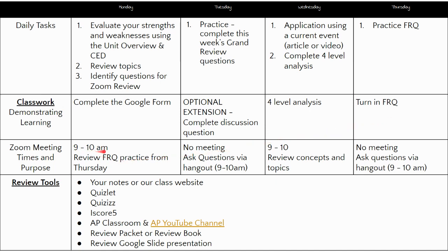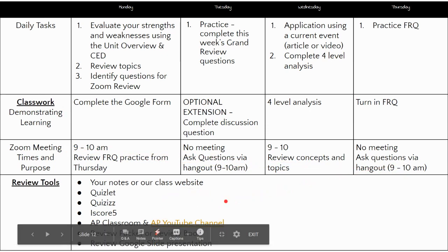Now, Monday's Zoom meeting is always going to be: I'm going to read your FRQs, and here are some tips to improve your FRQ. So if you feel really confident about the FRQ and you're like, I nailed this, okay, cool, don't come to the meeting. But if you're like, oh my God, I'm struggling, come to the meeting. No Zoom meeting on Tuesday, but you can ask questions via Google Hangouts. And no meetings on Thursday, but you can ask via Google Hangout. And this is why I messed up, because it's 9 to 10. I'll just make them all 9:30 to 10:30. I'll change that.